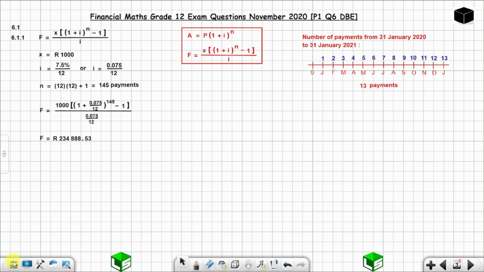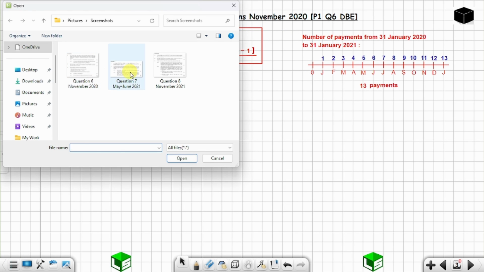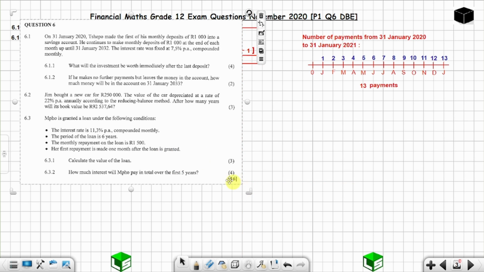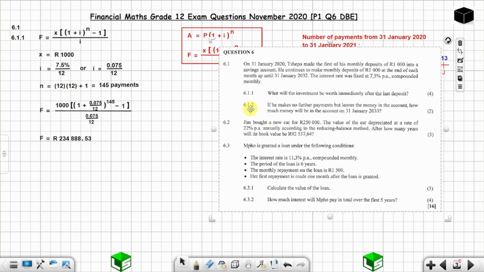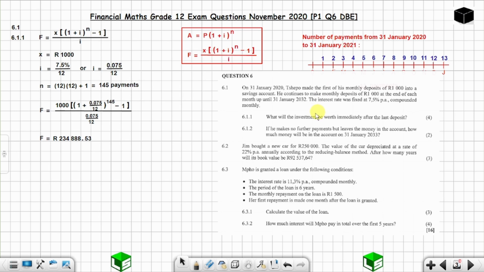Now the next question. Okay, now 6.1.2, if he makes no further payments but leaves the money in the account, how much money will be in the account on the 31st January 2033? 2 marks. If he makes no further payment. Okay, no further payment. So how will the money grow? You understand that you are going to use this. No payments are being made at a regular period of time. You are going to use this.